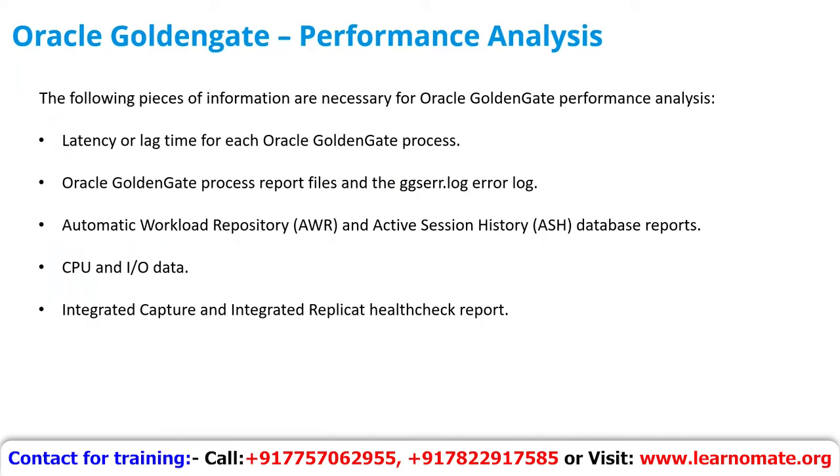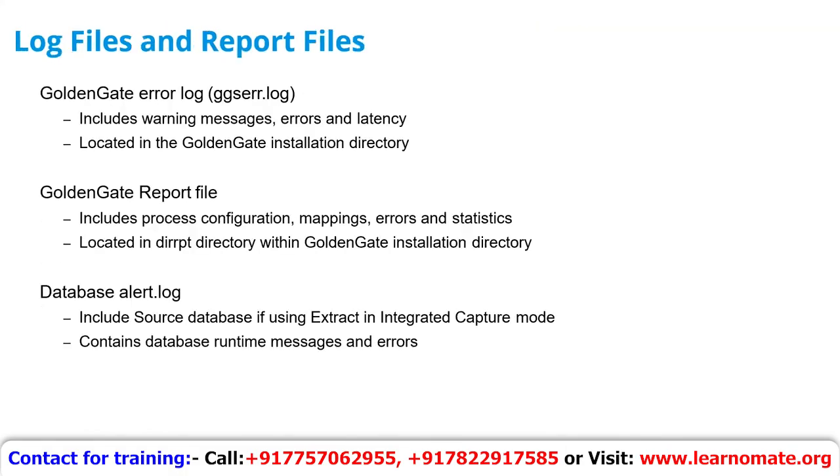The following pieces of information are necessary for Oracle GoldenGate performance analysis: latency or lag time for each process, extract, pump, replicat, then Oracle GoldenGate report files. Then you should take out the AWR and ASH database reports, then CPU and IO data. And then you can also run the health check report. In GoldenGate, you can take out the health check report and monitor it to monitor your GoldenGate environment.